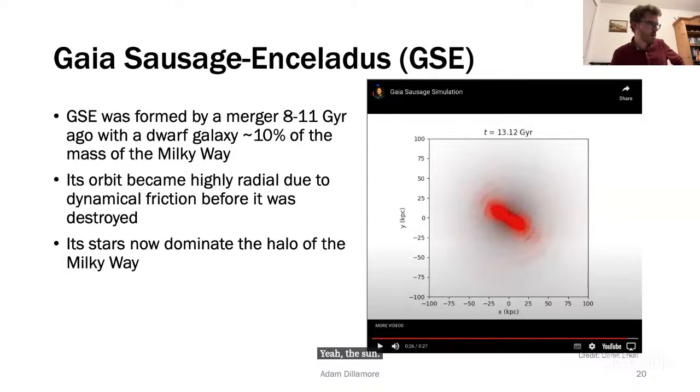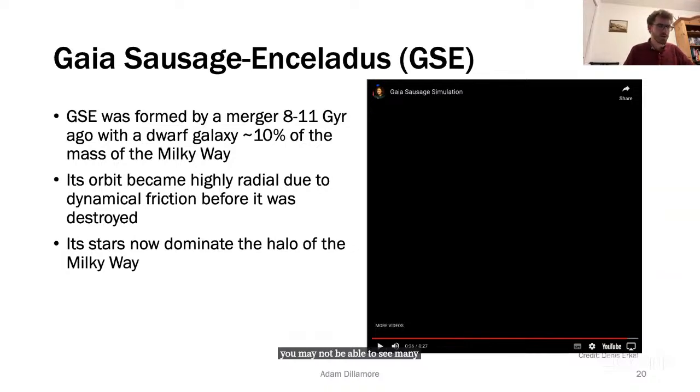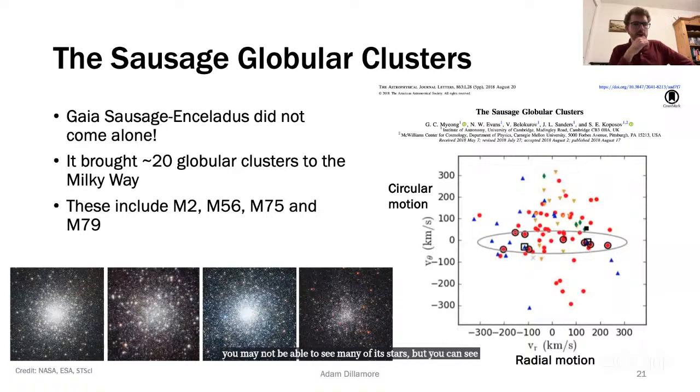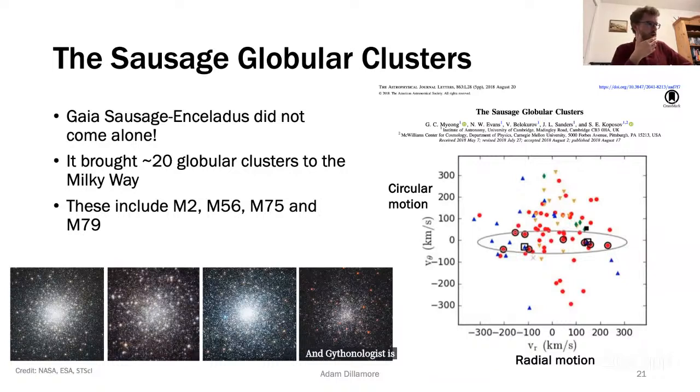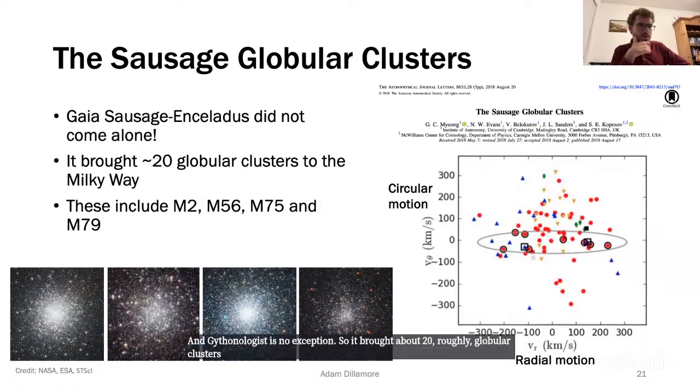Now, if you want to go and observe the Gaia Sausage Enceladus, you may not be able to see many of its stars, but you can see several of its globular clusters, because all galaxies above a certain mass will come with their own population of globular clusters. And the Gaia Sausage Enceladus is no exception. It brought about 20, roughly, globular clusters to the Milky Way. This includes some quite bright ones that you'll be familiar with, such as M2, M56, M75, and M79.